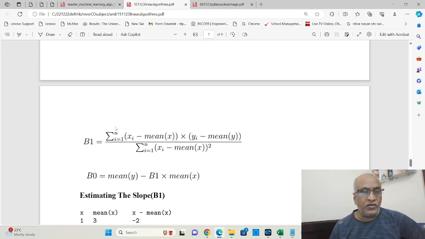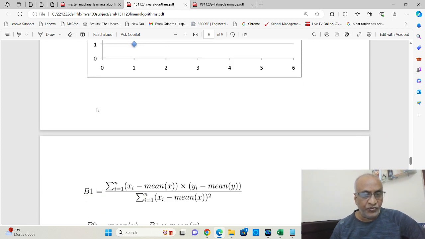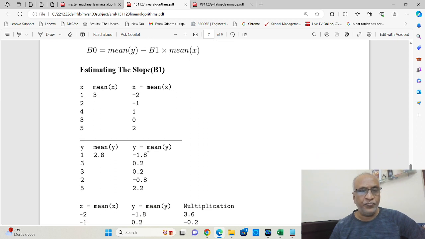So we know that the mean of x will be 3. So 1 plus 2, 3, 3 plus 4, 7, 7 plus 3, 10, 10 plus 5, 15, 15 divided by 5, that will be 3. So the mean of x is 3. The values of x are 1, 2, 3, 4, 5. What we are going to calculate is x minus mean x. 1 minus 3 is minus 2, 2 minus 3 is minus 1, 3 minus 3 is 0, 4 minus 3 is 1, and 5 minus 3 is 2.